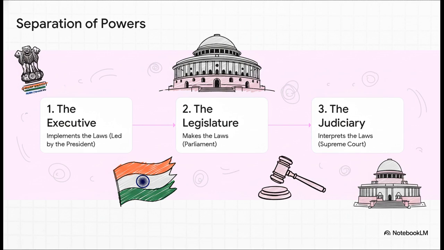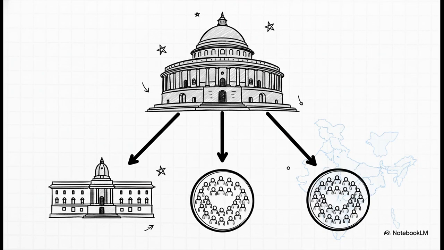Their job is to put those laws into action. And finally, the judiciary, with the Supreme Court on top, make sure everyone is playing by the constitutional rules. Now, that main lawmaking body, Parliament, is made up of 2 houses. You've got the Lok Sabha, which is the House of the People because we directly elect them. And then there's the Rajya Sabha, the Council of States, which represents the states.